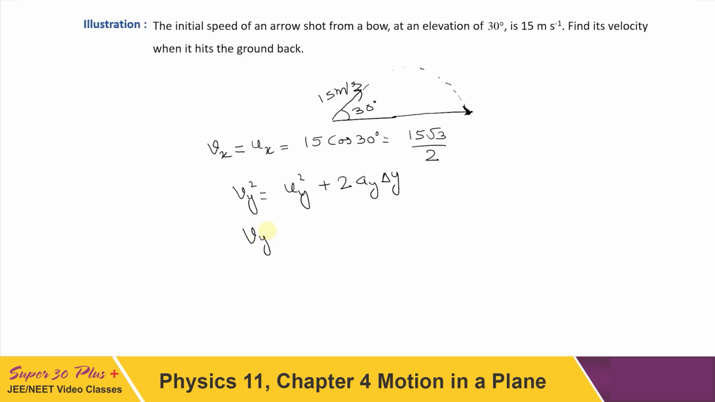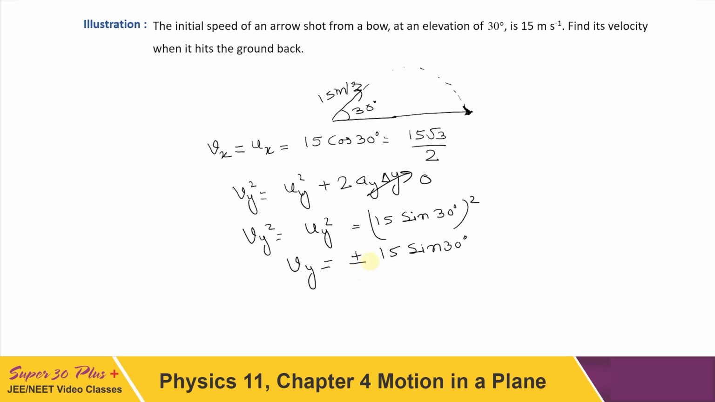There is no effective displacement in y direction. So we will get Vy square is equal to simply uy square, as this reduces to 0, and the value is 15 sin theta and square of this term. Now this will give Vy is equal to plus minus 15 sin 30 degree. Now one plus sign is there, one minus sign is there. So which one we should choose?